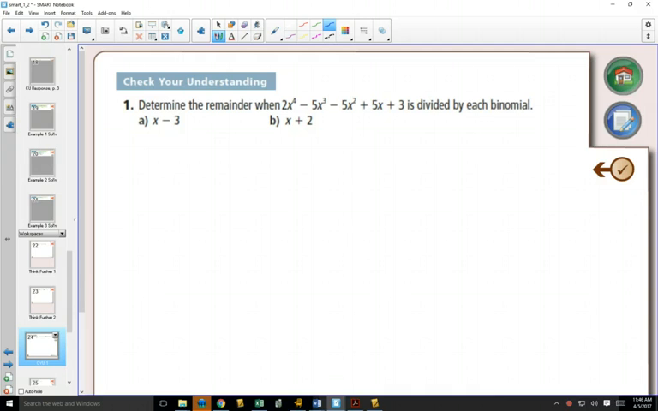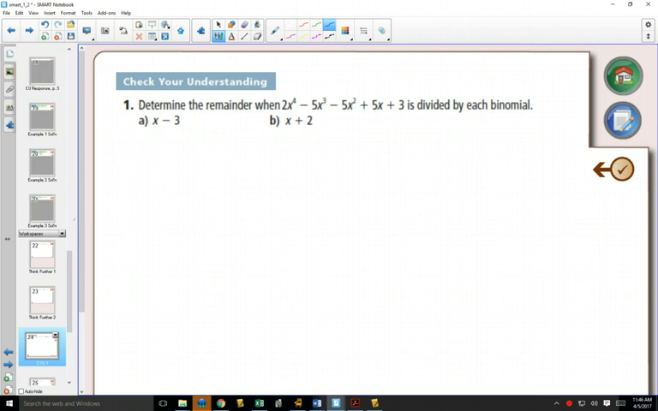Determine the remainder when it's divided by each of those binomials. So again, we could do this either with synthetic division or with the remainder theorem. We'll do the first one with both, and you can decide which one you think is better.